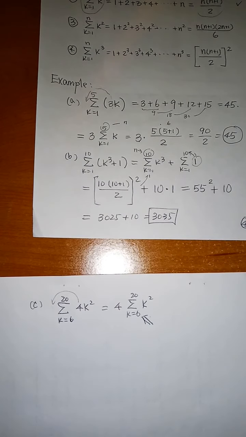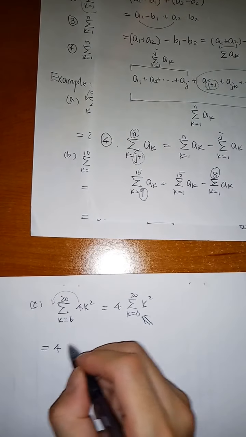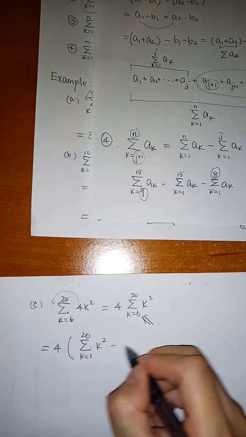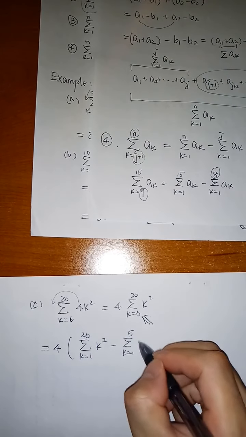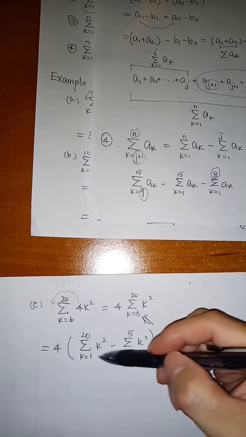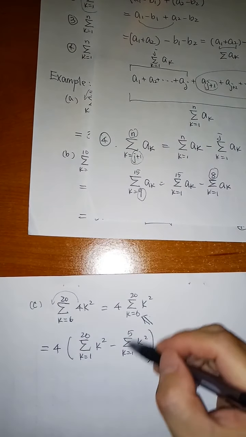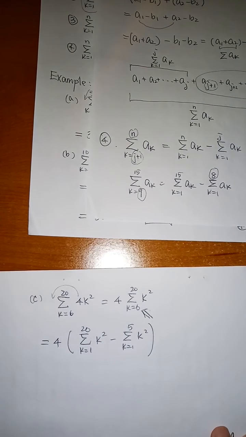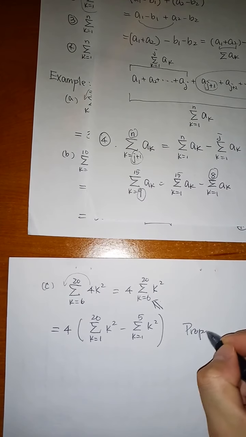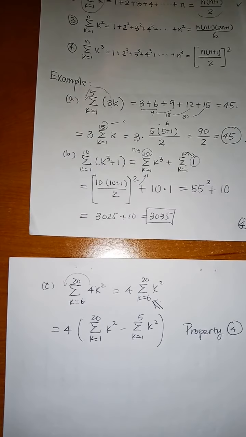Remember there's the fourth property. If it's not from 1, you can write it as k from 1 to 20 minus k from 1 to 5. Remember this? It starts from 6, so it means you add 1, 2, 3, 4, 5. You give it 5 terms and subtract it. This is property 4. Be careful about this step. It's very important.